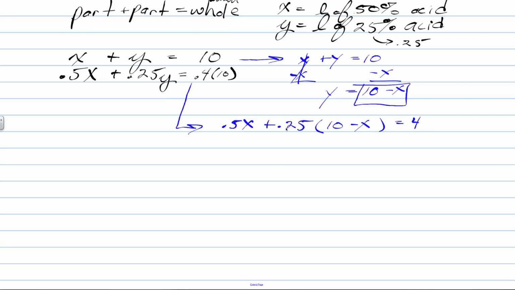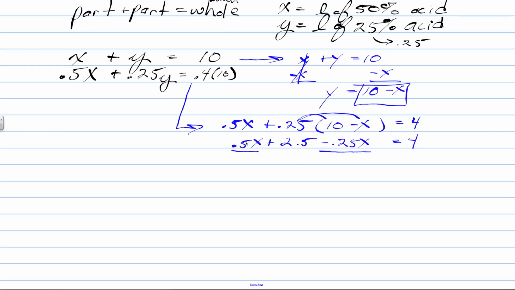To solve this, I have to distribute 0.25 to 10 and to minus x. When I do that, 0.25 times 10 gives 2.5. 0.25 times minus x is going to give me minus 0.25x, and then I copy everything else down. Bring the equals 4 down, the plus sign, and the 0.5x. At this point, I have to combine these two like terms. I actually just need to put them together.